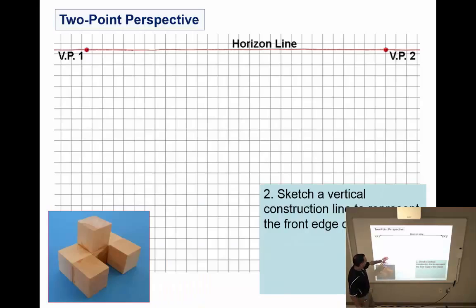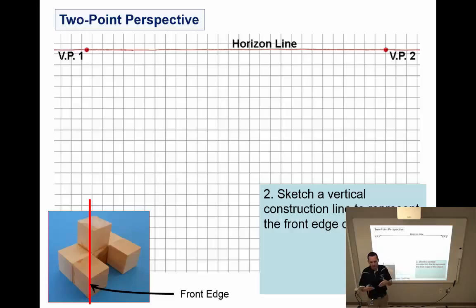Now instead of starting with a flat surface like the front view of the object like I did for a one-point perspective, I'm interested in this front edge, just like we talked about with isometrics. The front edge where the top, the front, and the right view meet. And so I'm interested in this front edge, so I'm going to draw this line. It's a light construction line on my paper. This line could move around, right?